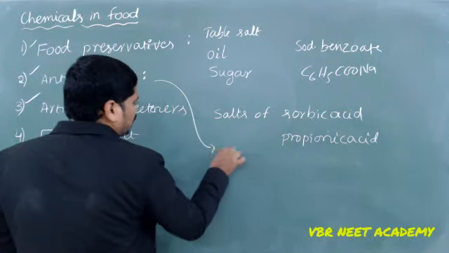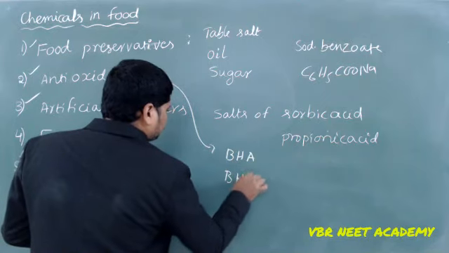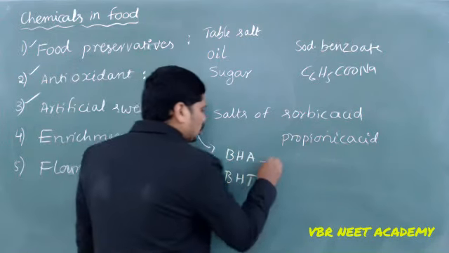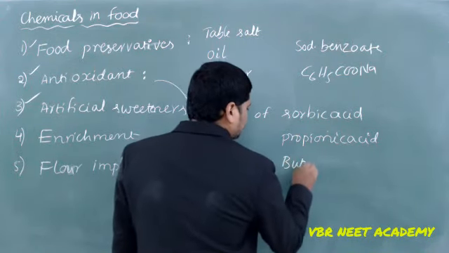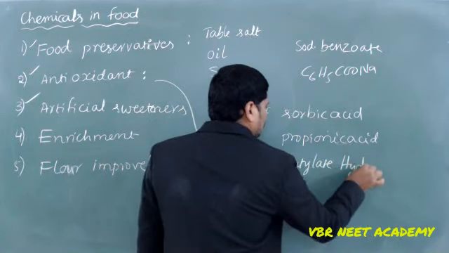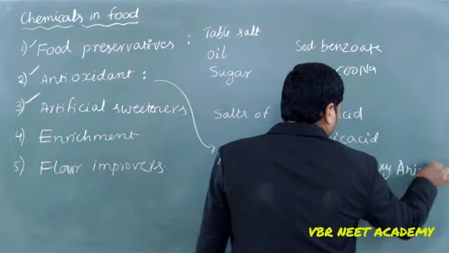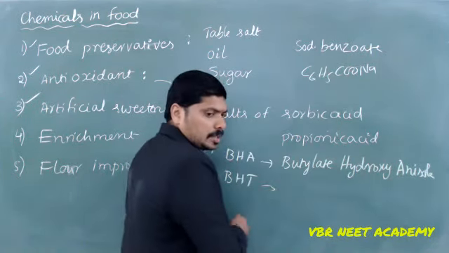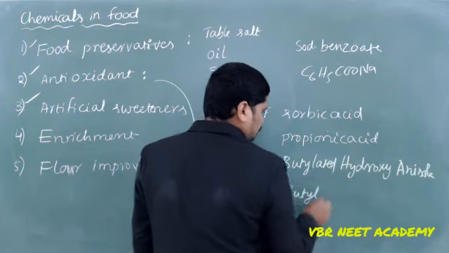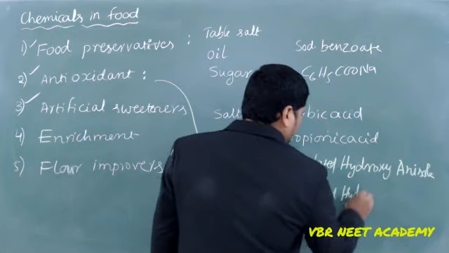The best examples we have are BHA and BHT. Butylated hydroxyanisole. This is one. Butylated hydroxytoluene.